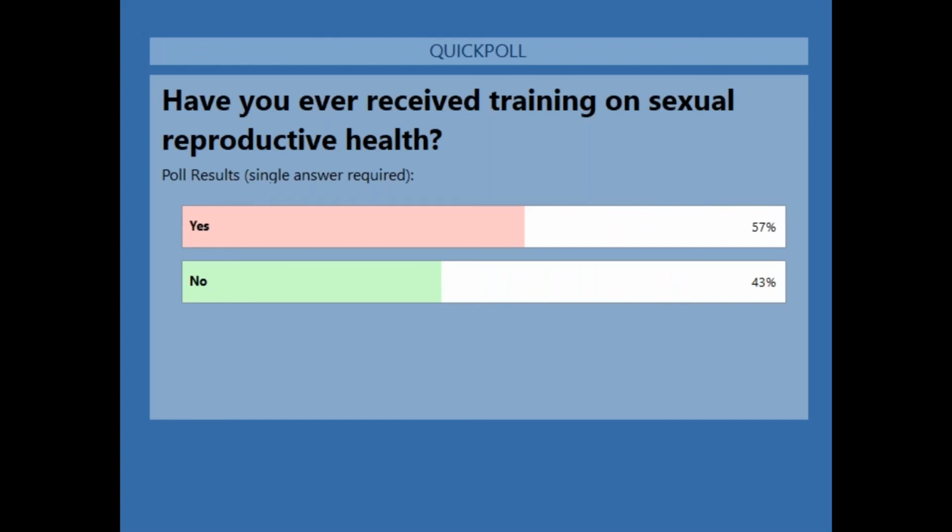Great. Well, it looks like a slight majority of you have, and that may be part of why we saw a majority of folks agreeing that they felt comfortable having conversations with young people. So that's great. Thank you for all of you who've done that. And for those who haven't, I'm glad that we're able to introduce some new training opportunities for you.